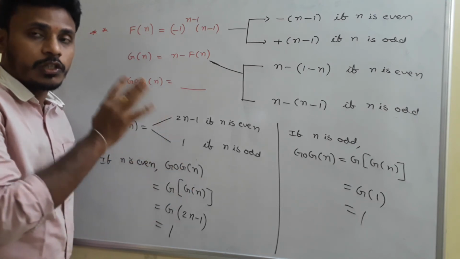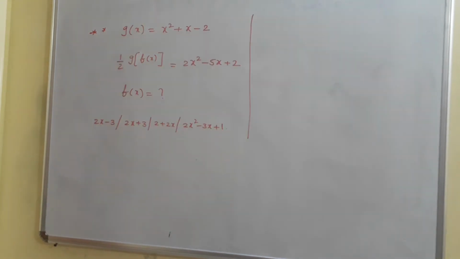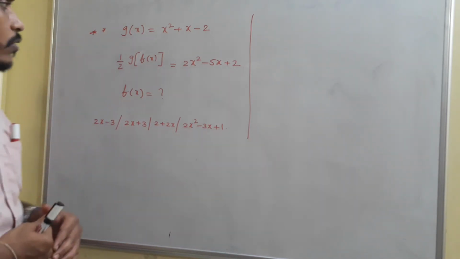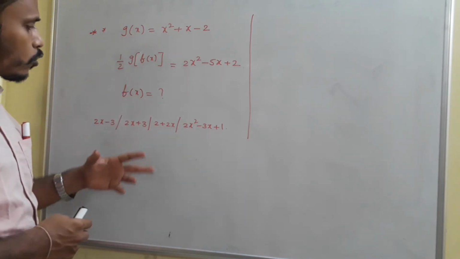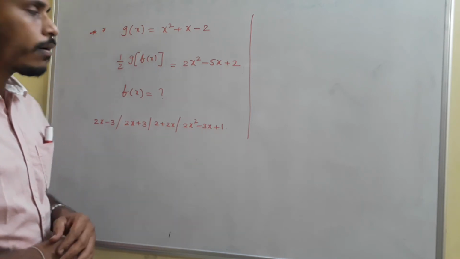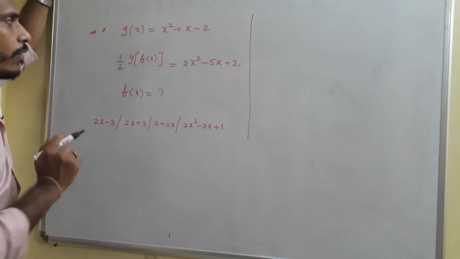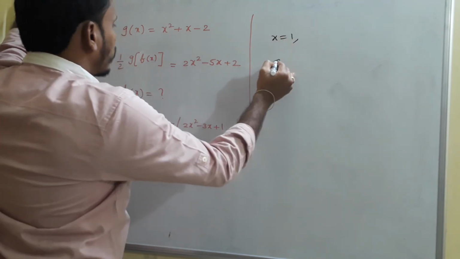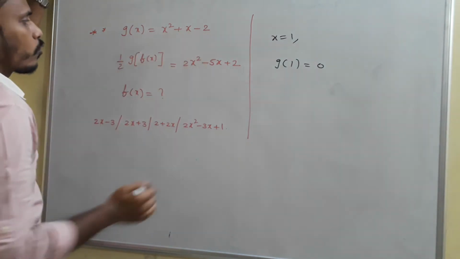Okay, and now this is your problem. Just have a look. So that's the problem. g of x is x square plus x minus 2, half of g of f of x is 2x square minus 5x plus 2, and find f of x. Suppose if you wish to solve the problem in an objective approach, you just take x equal to 1. What will happen? For an objective approach in a smart way, you just take x equal to 1. g of 1 is 0: 1 plus 1 minus 2.